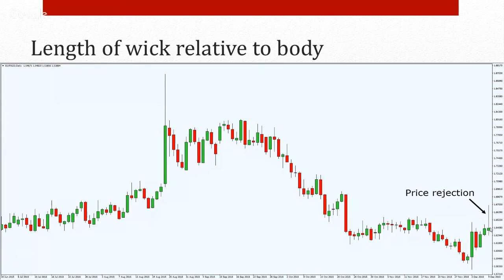Some traders have names for it, like a pin bar, a Pinocchio bar, or a shooting star. Again, there are different names for this form of rejection, and the key thing is to understand that price is just basically being rejected. Whatever you call the pattern is not important, but understand that it's rejecting higher prices.